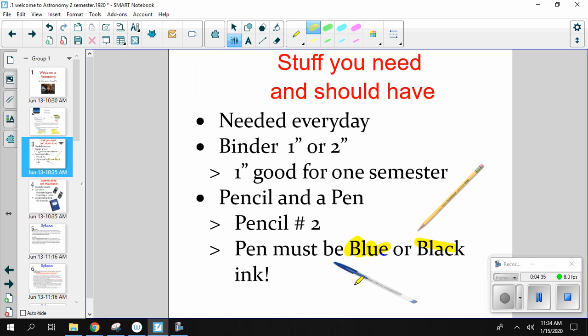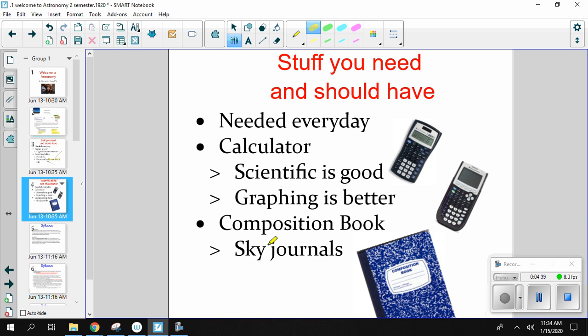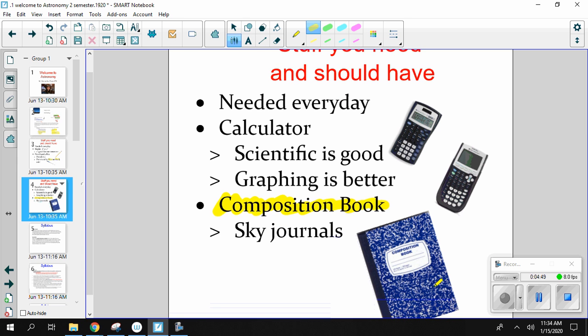Cool. All right, so we talked about pens, blue or black ink. Whoa, look at the blue turned to black. That's crazy. Anyways, calculator, composition book. Please try to get one of these as soon as possible. All of your sky journals are done in a composition book, and it has to be a composition book. It doesn't necessarily have to look like this color, but it should be the standard size for a composition book. No rings, no larger binders, nothing like that. And the reason for that is it fits very nicely on this bookshelf that I will show you.